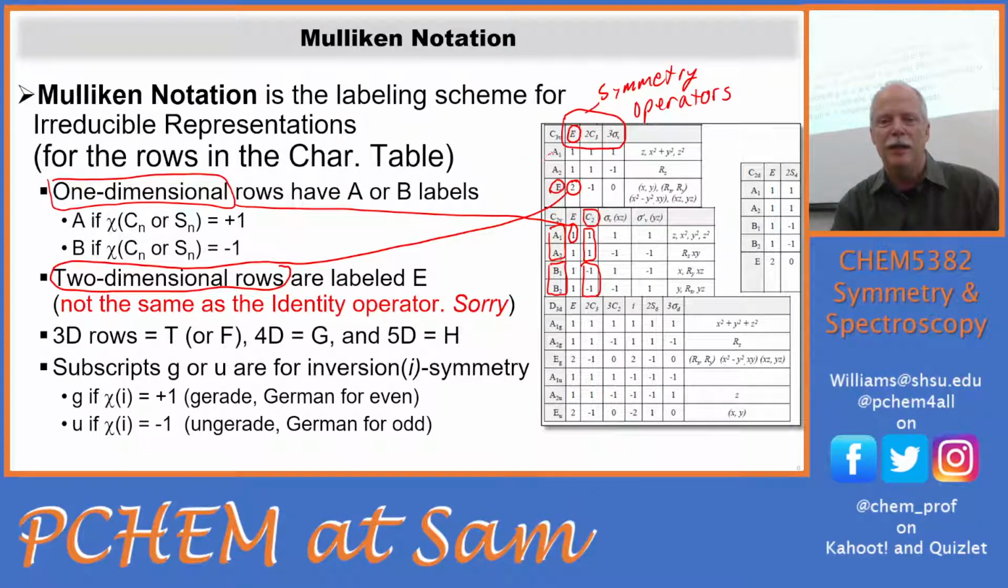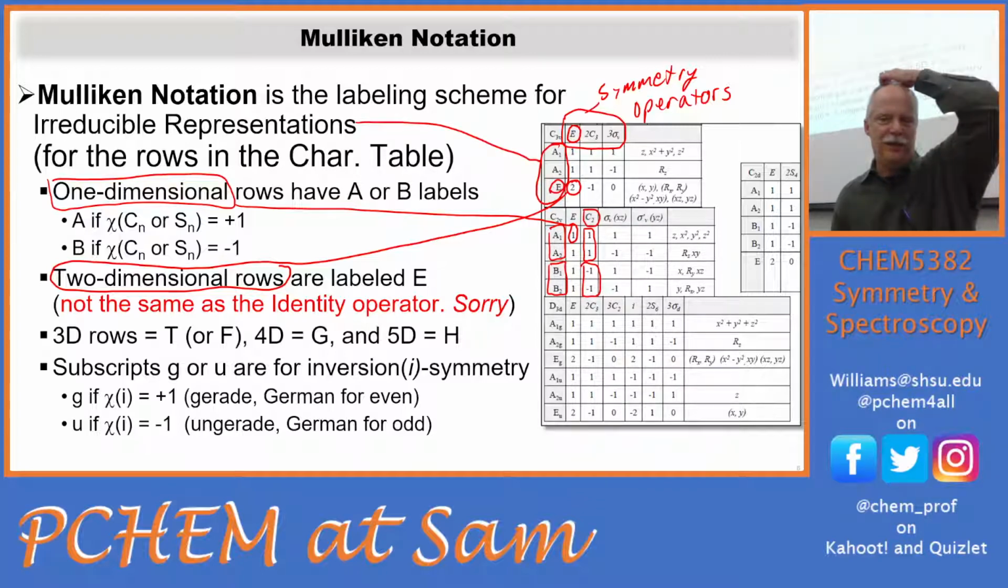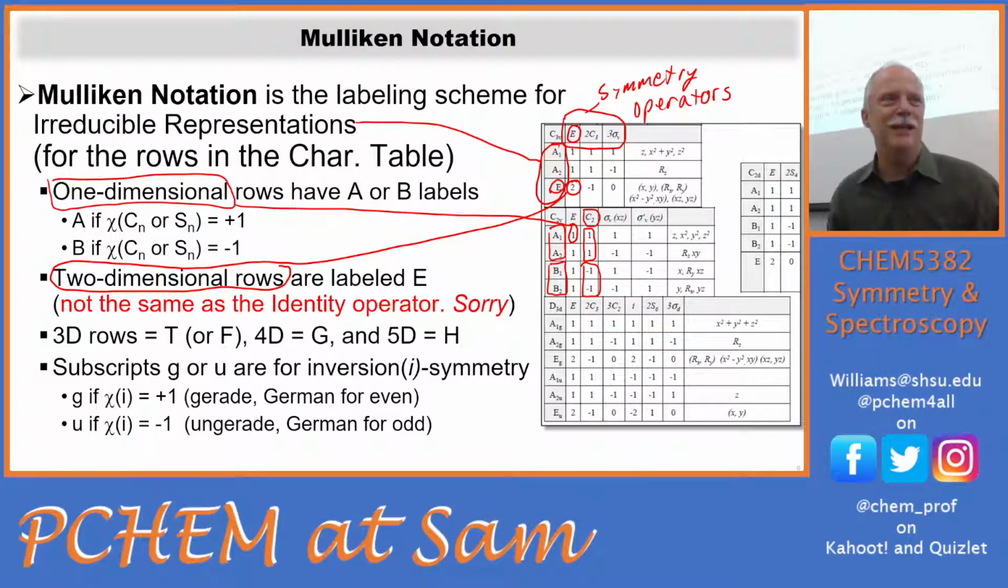Okay, these are Mulliken notations. So there's an E, that's a Mulliken notation, the labeling scheme right here. If you ask me what is E, I'm going to say it depends, right? Is it a column heading or is it a row? Or are you talking about energy? So this isn't energy either. I'm sorry. There's just no way to get around it.